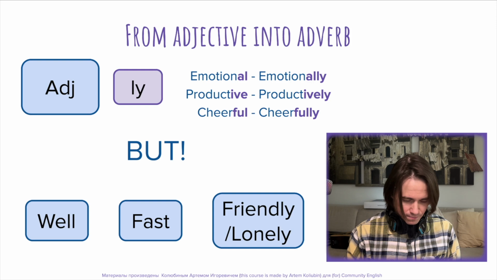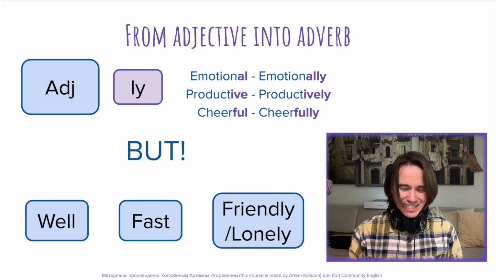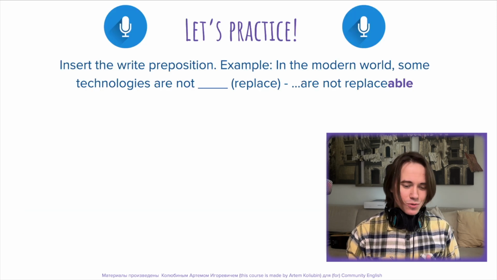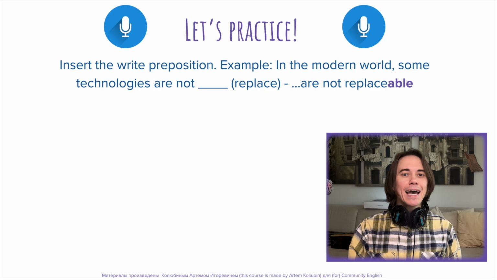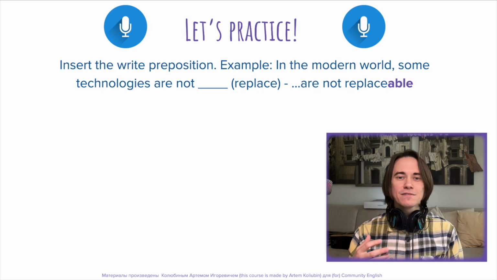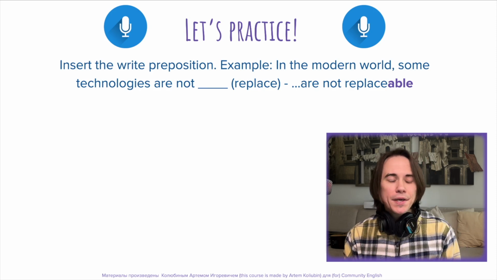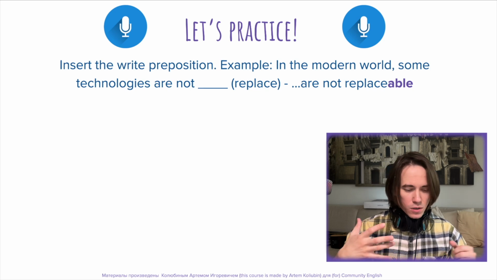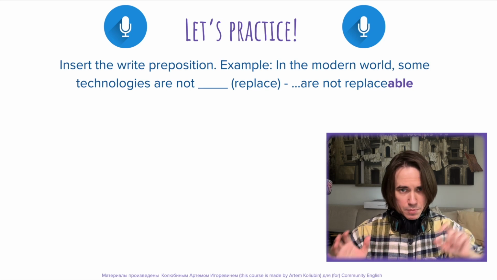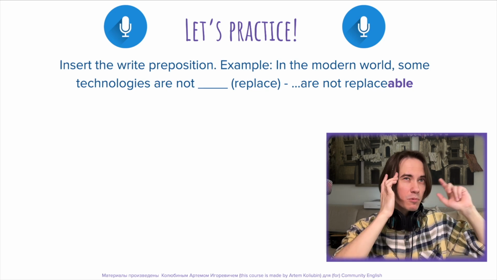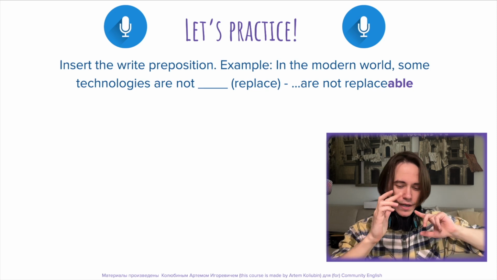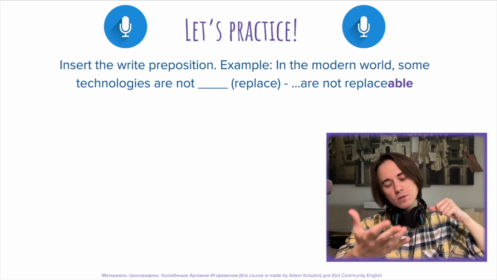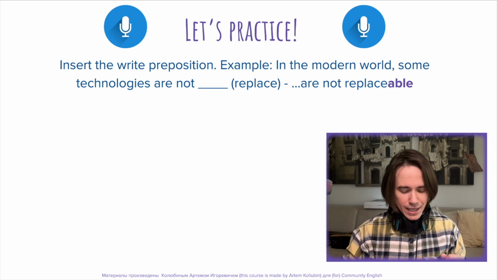Okay. Now then, let's finally practice. What you need to do is read the sentence and guess what adjective or adverb you need here and what suffix you need to use. For example, in the modern world, some technologies are not replace... Replace is a verb, so if we want to turn a verb into an adjective, and if we're able to replace them, we use replaceable, okay?